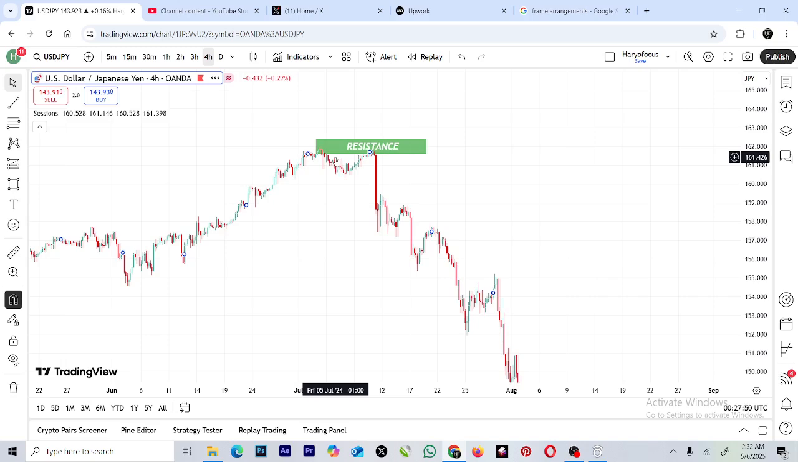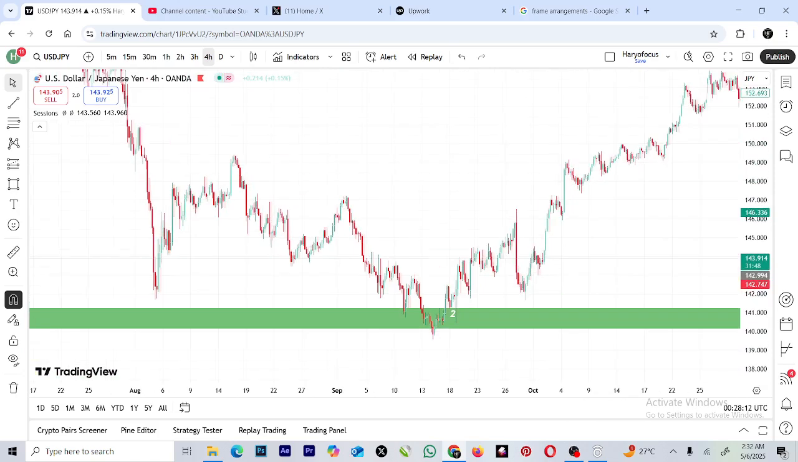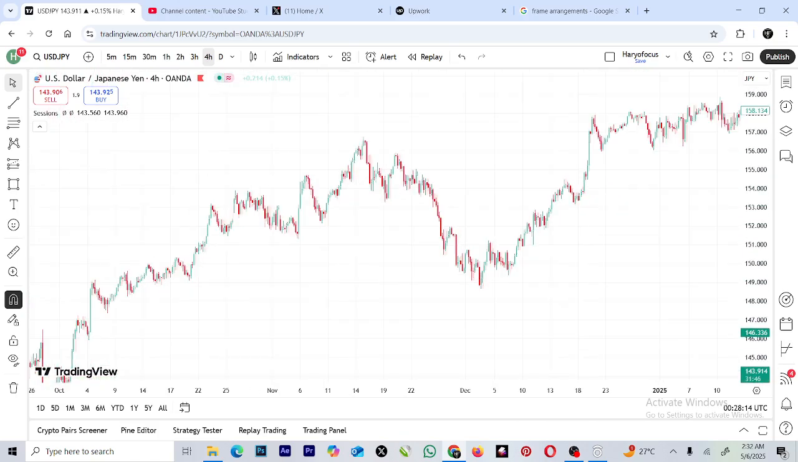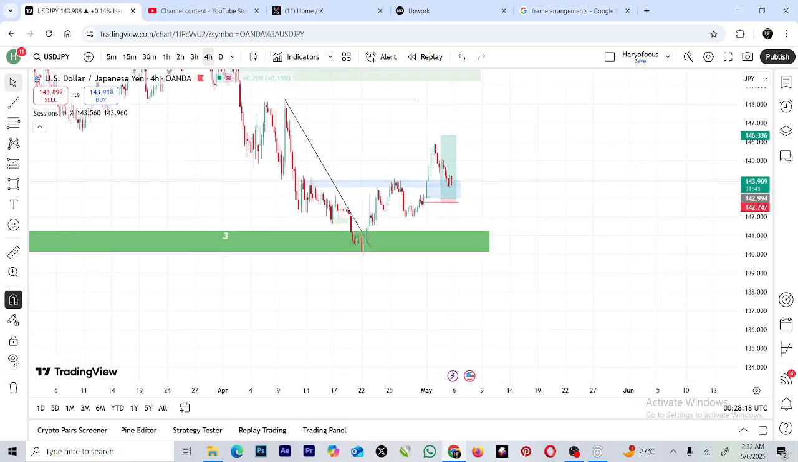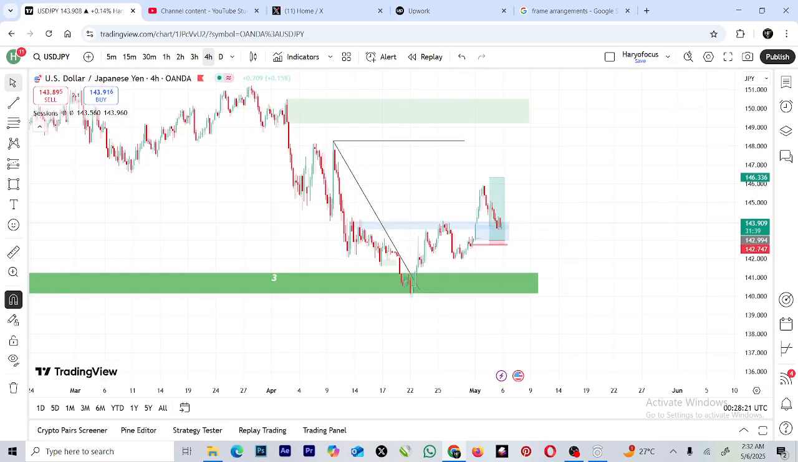And one more thing before we close today's tutorial, always remember our resistance can turn to support depend on how market movement. Then our support can turn to resistance. So let me go into market and show you what I mean by our support can turn to resistance, then our resistance can turn to support.